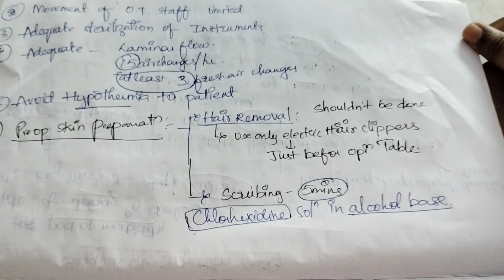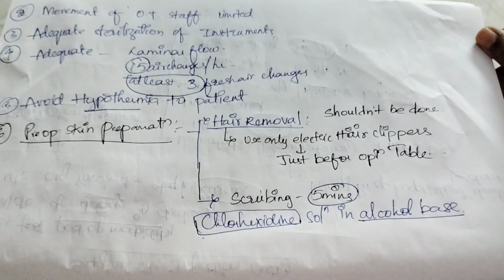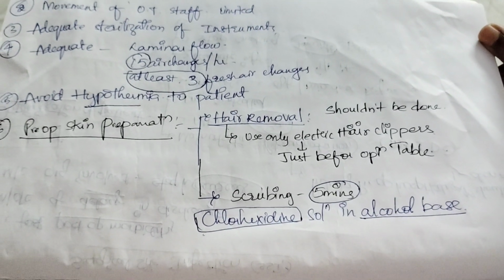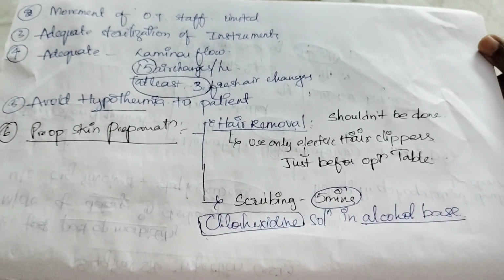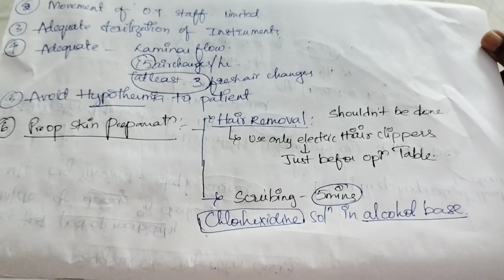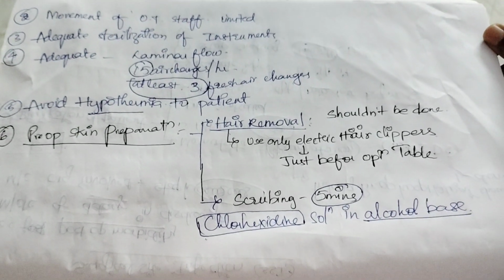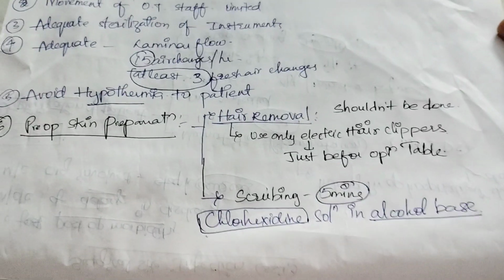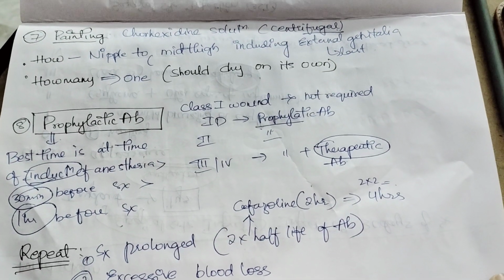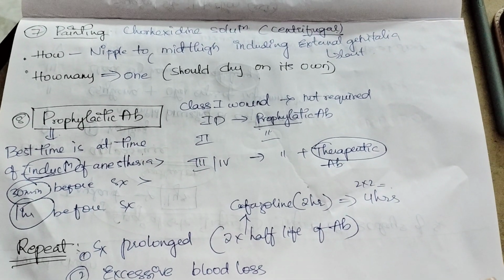Use only an electric hair clipper, just before the operation table. Scrubbing should be done for 5 minutes before the surgery with chlorhexidine solution in an alcohol base. Painting should be done with chlorhexidine solution in a centrifugal pattern.